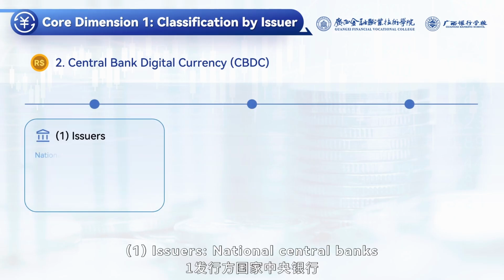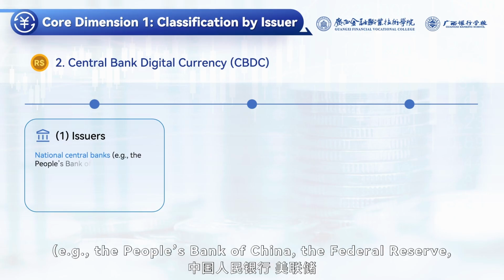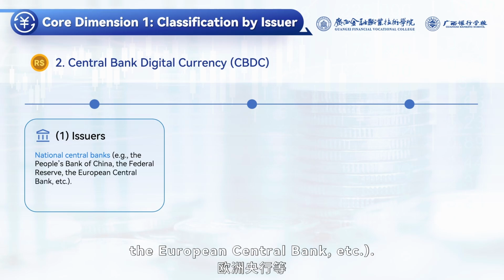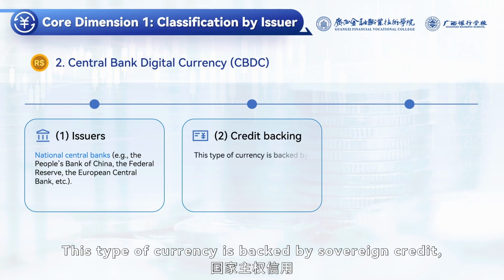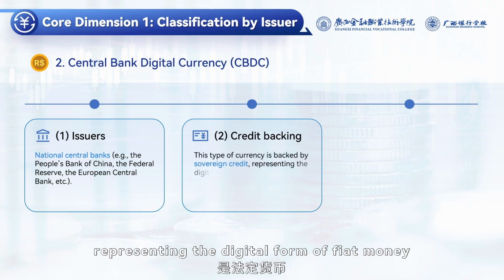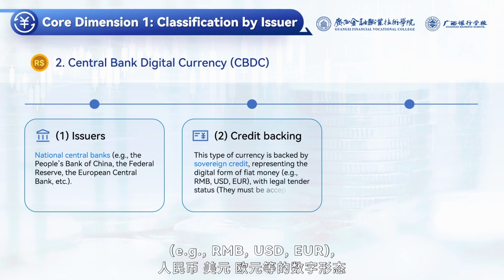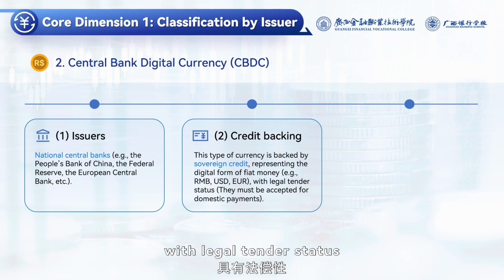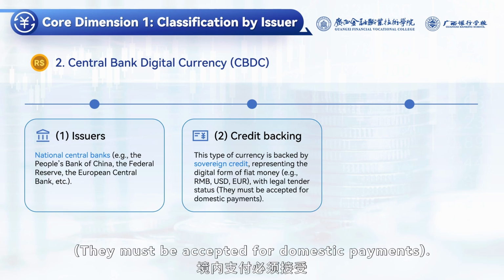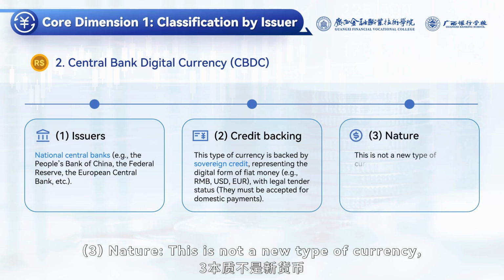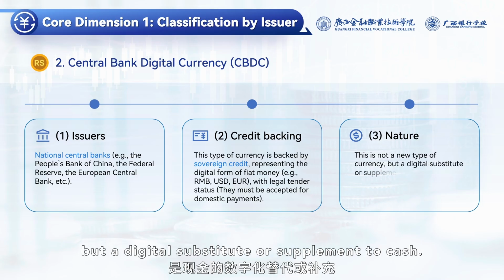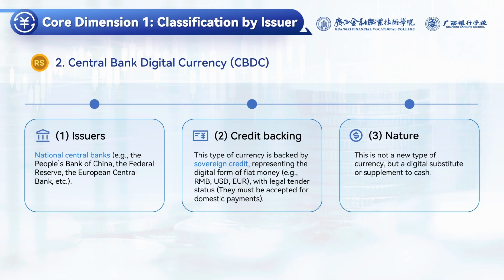1. Issuers: national central banks, e.g., the People's Bank of China, the Federal Reserve, the European Central Bank, etc. 2. Credit backing: this type of currency is backed by sovereign credit, representing the digital form of fiat money, e.g., RMB, USD, Euro. With legal tender status, they must be accepted for domestic payments. 3. Nature: this is not a new type of currency, but a digital substitute or supplement to cash.